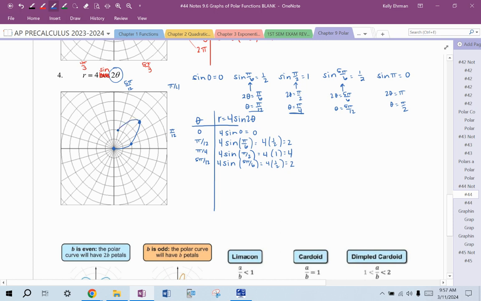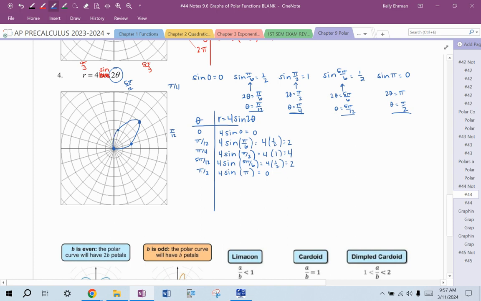Now this comes back around. And then the last thing to plug in so far is pi over 2. If we plug in pi over 2, 4 times sine of 2 pi over 2 is really just sine of pi, and that brings me back to 0. So here's one petal of the rose curve.